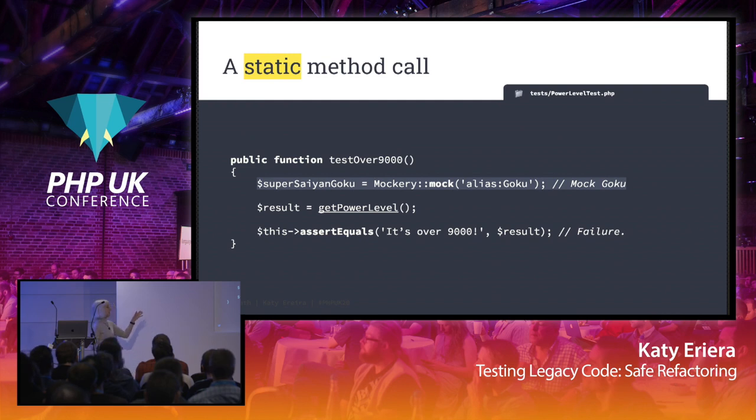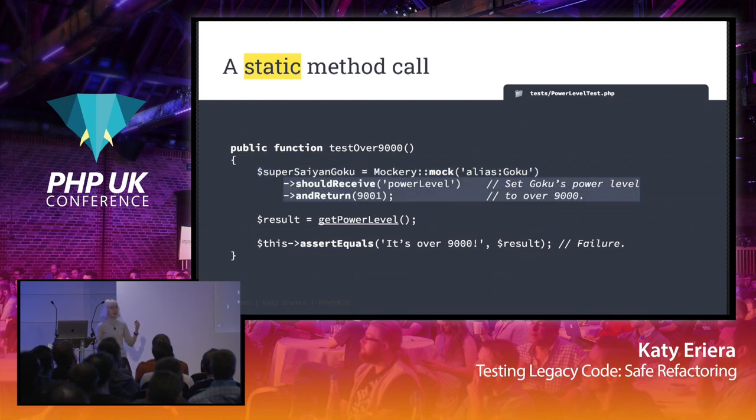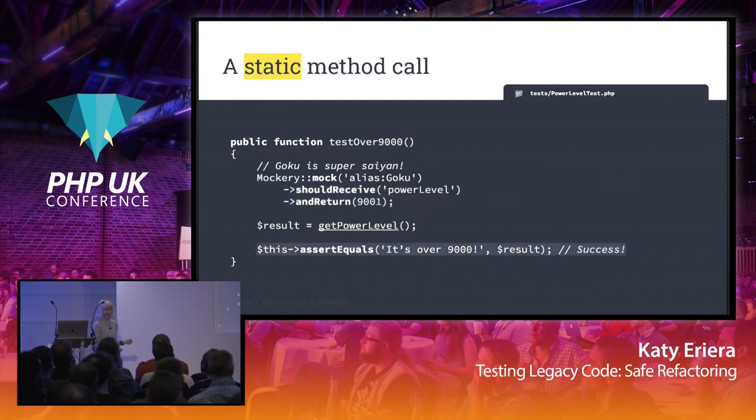So here, yeah, we have a Super Saiyan Goku. We're going to say that at some point during the execution of this code, it's going to receive a call to power level, and when it does, it's going to return 9,001. So yeah, now our test is successful. So we've tested our two branches.